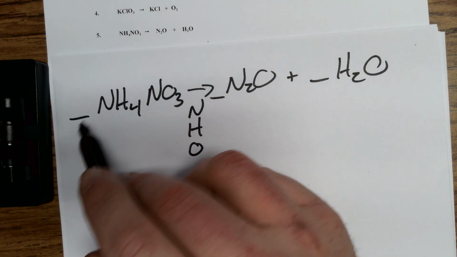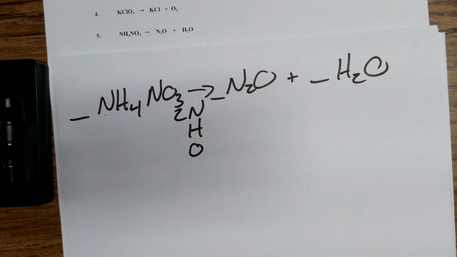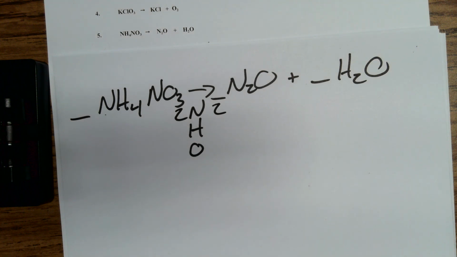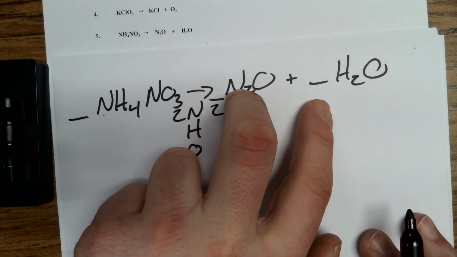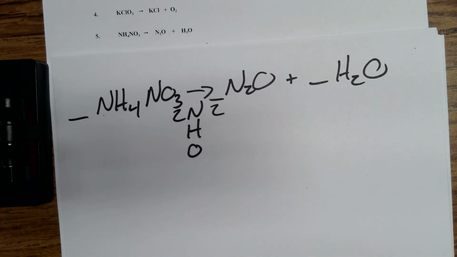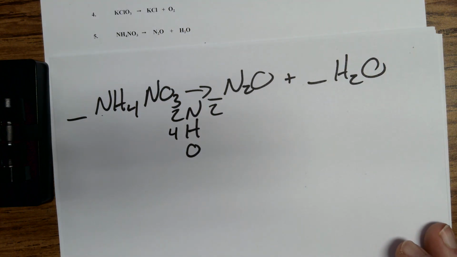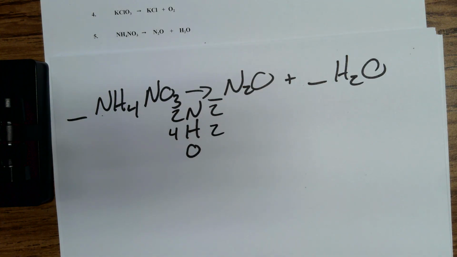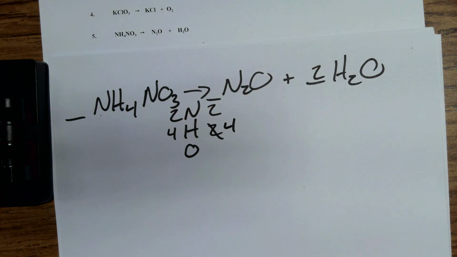How many nitrogens do I count on my reactant side? 2. And I got 2 on the other side. So that means that right now, my nitrogen looks balanced. I might have to come back to it because I only have 1 reactant and 2 products. Let's do the hydrogen next. I have 4 hydrogens on one side, and I have 2 on the other. How can I fix that? Multiply by 2. 2 times 2 hydrogens gives me 4 hydrogens.